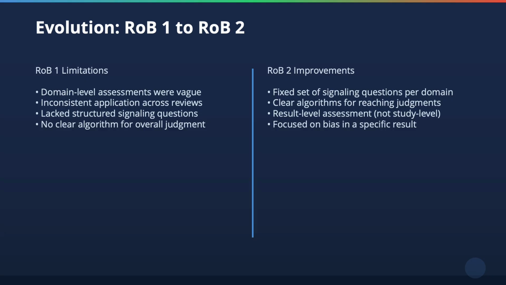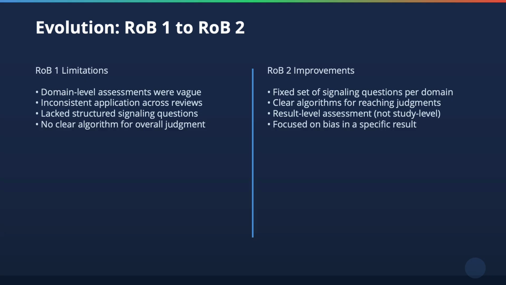On the left side of this slide, you can see the main problems. The domain-level assessments were vague and left too much room for interpretation. Different review teams interpreted them very differently, which led to inconsistent application across reviews. There were no structured signaling questions to guide assessors through a logical decision process, and there was no clear algorithm for reaching an overall judgment.